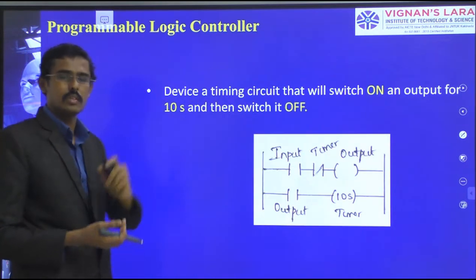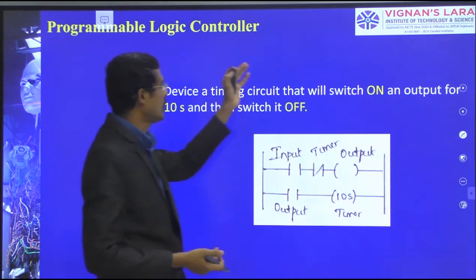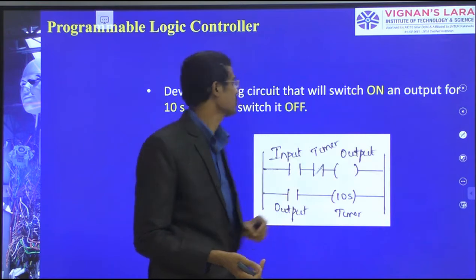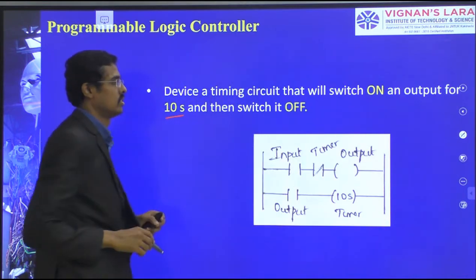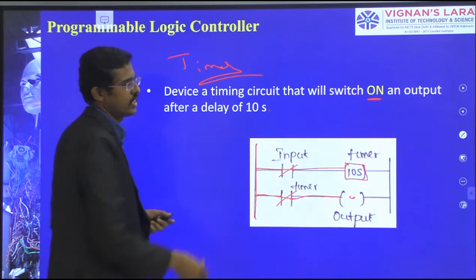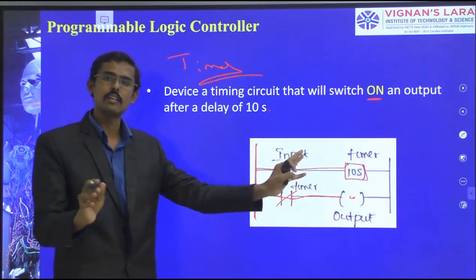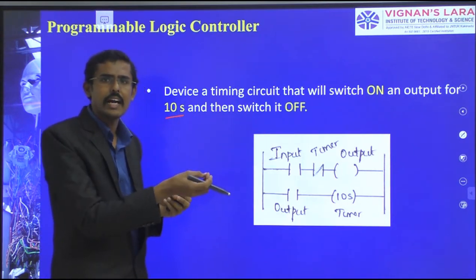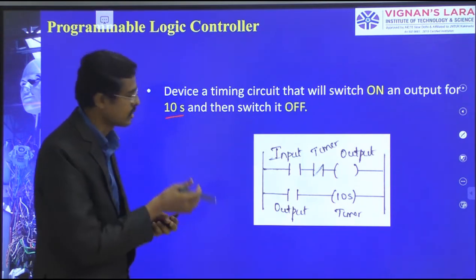Devise a timing circuit that will switch on an output for 10 seconds and later switch it off also. We are not switching it off, it is just going to run. Here it is going to run, but here we want it to switch off now. So we have to add a brake contact. Where we are adding it is a point.